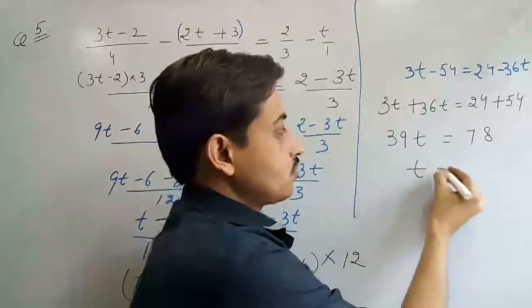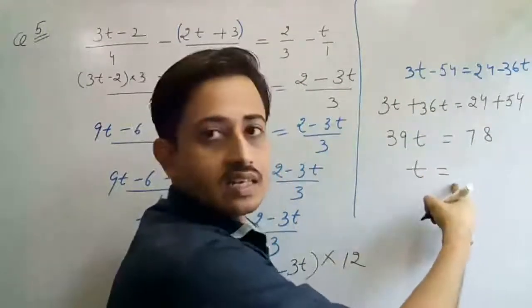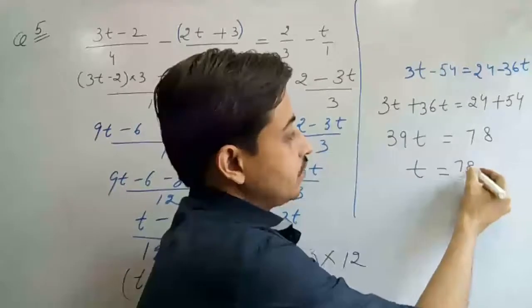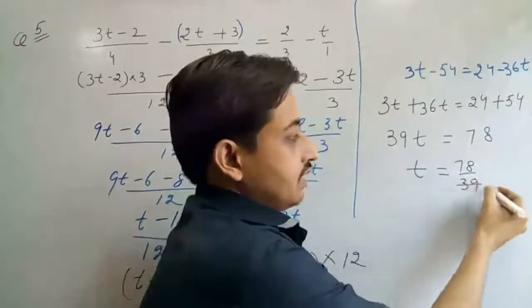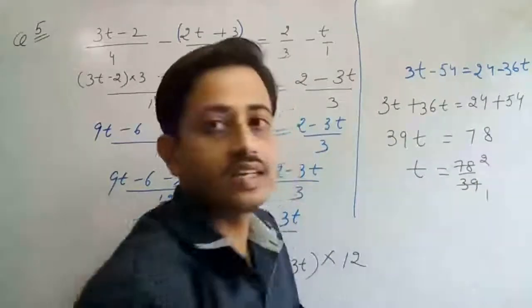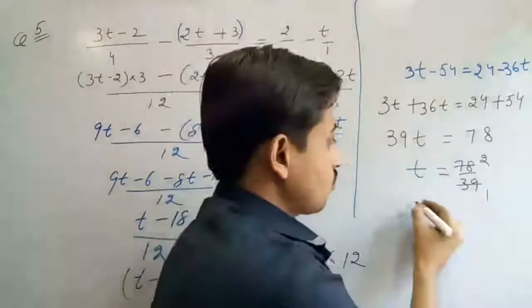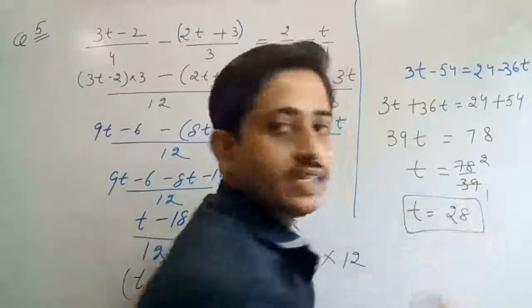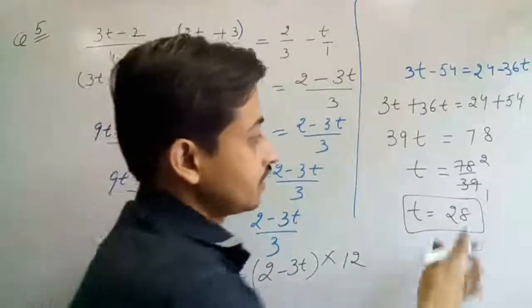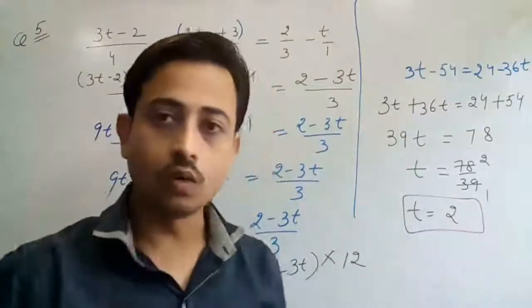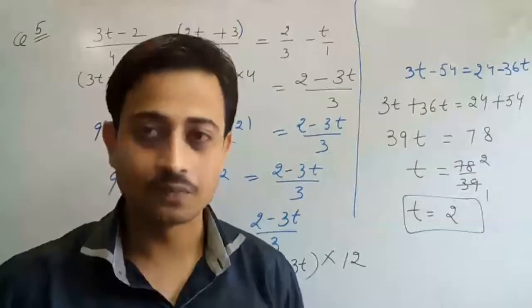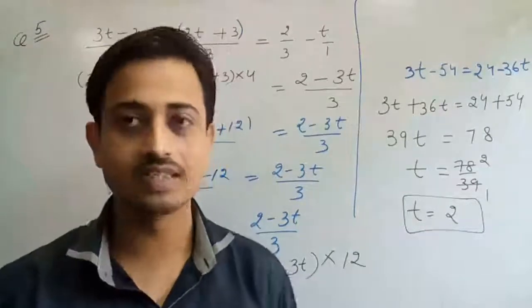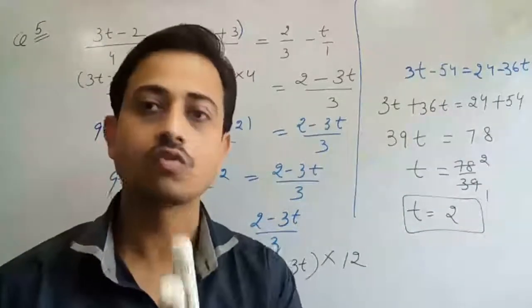Now what's the value of t? We have to take this 39 to the right hand side. 78 by 39. And 39 ones are 39. 39 twos are 78. So what will we get? We got t is equal to 28. Sorry, we get t is equal to 2. It's very simple. Now we have to do verification. So please make a note first.